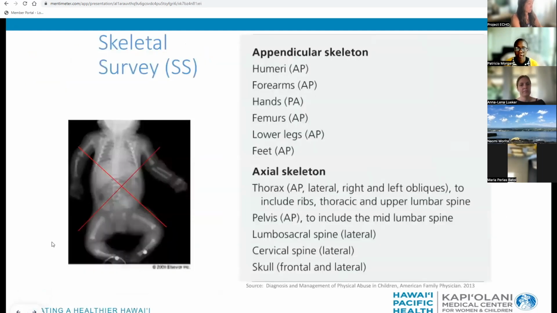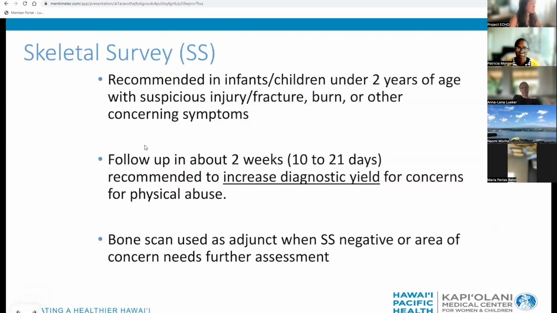So if you do have a child under the age of 2, where there's a suspicious injury or suspicious symptom, or they have burns, you would want to get a skeletal survey. So this is not a skeletal survey. This is what people might refer to as a babygram. With a skeletal survey, we get individual images as you see here, which include obliques of the chest. This is recommended, as I mentioned, in kids who are under the age of 2. We also recommend, if there's a suspicion for abuse, to get a follow-up in 2 weeks to increase the diagnostic yield for concerns of abuse.